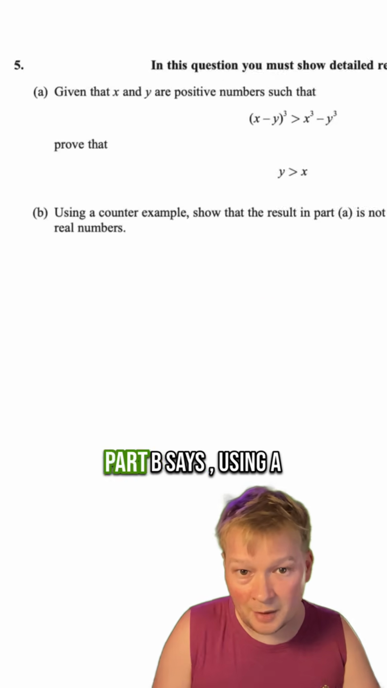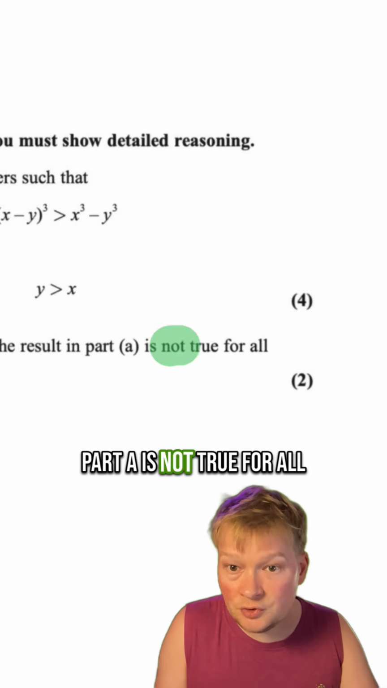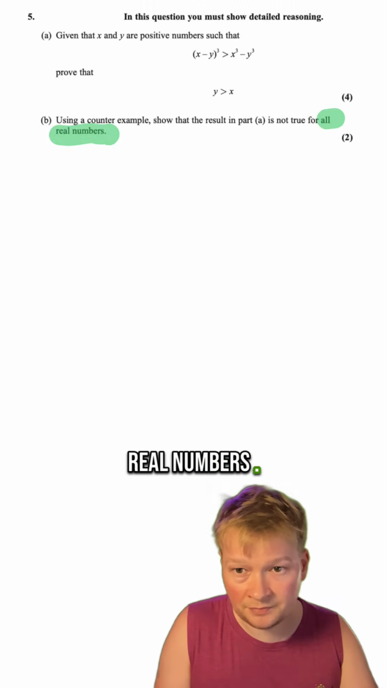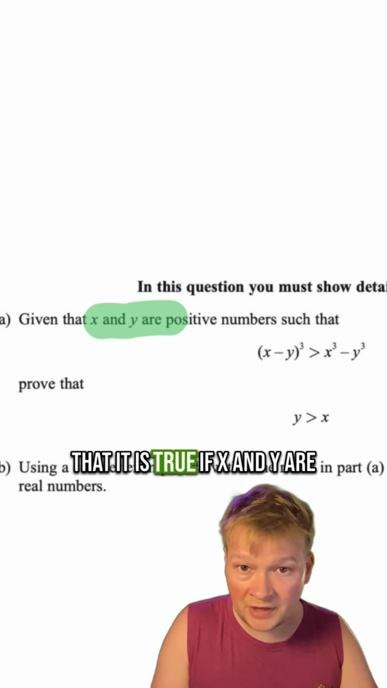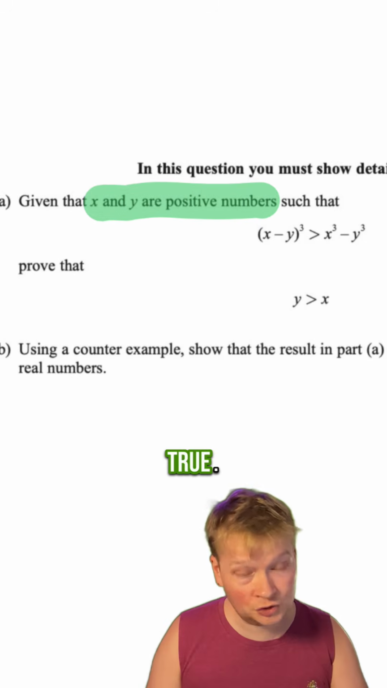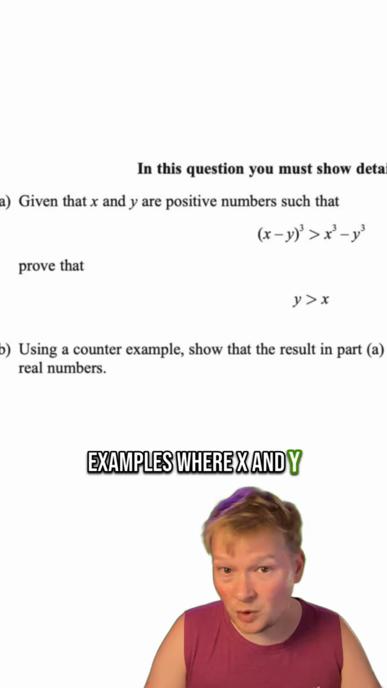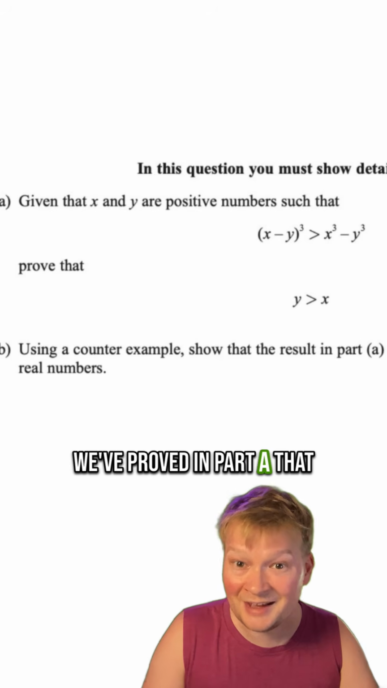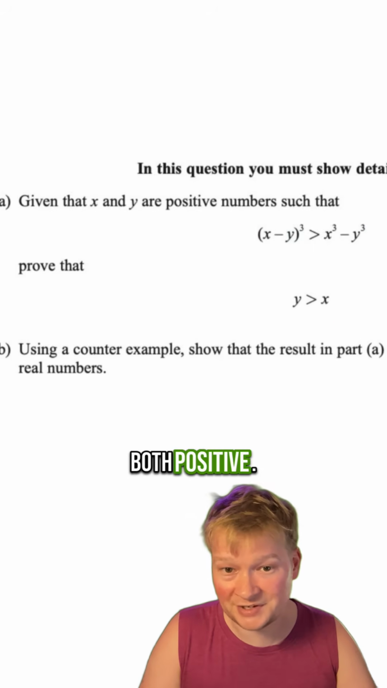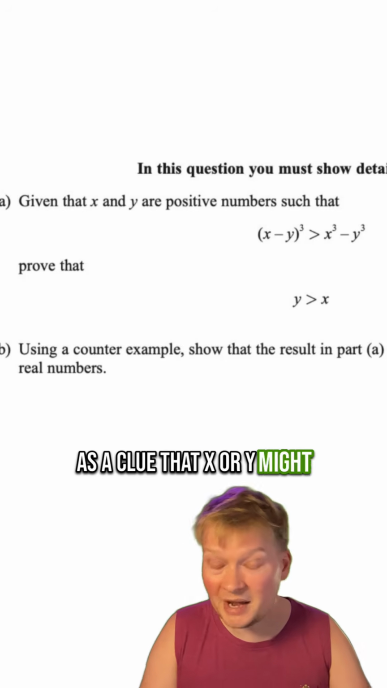Part B says, using a counterexample, show that the result in part A is not true for all real numbers. So in part A we showed that it is true if x and y are positive numbers. But now we need to show that sometimes it's not true. So it would be silly to try examples where x and y are both positive, because we've proved in part A that it always works if they are both positive. But here, we really need to consider as a clue that x or y might be negative.